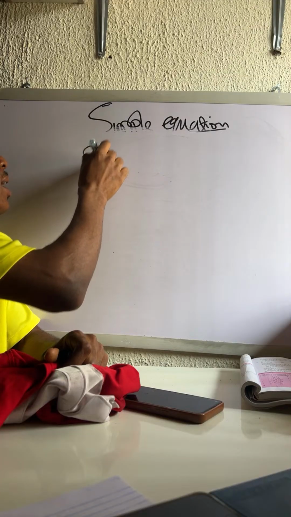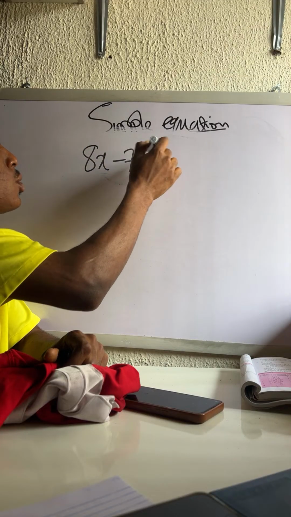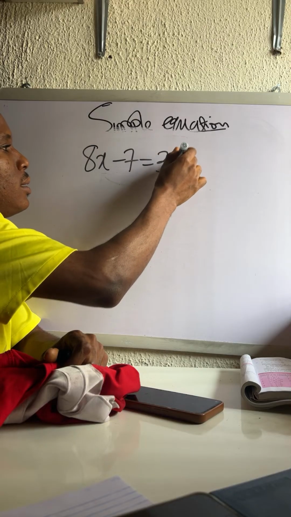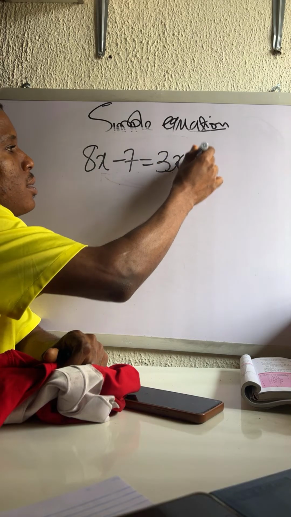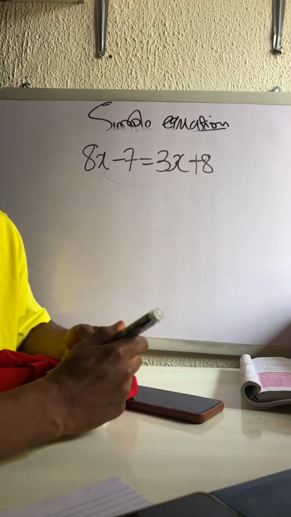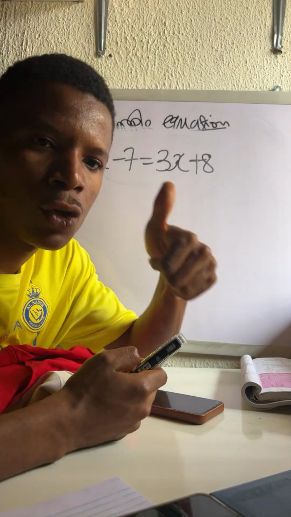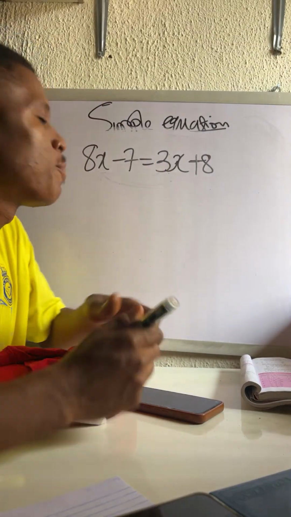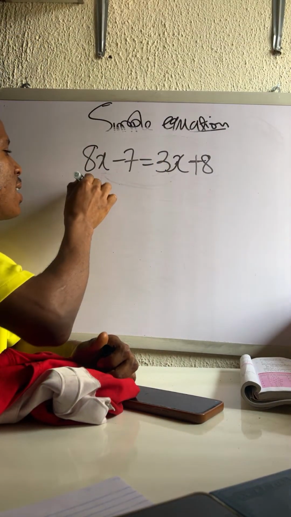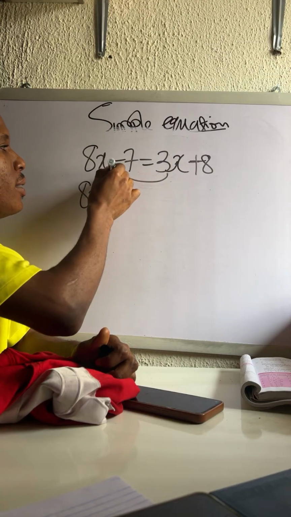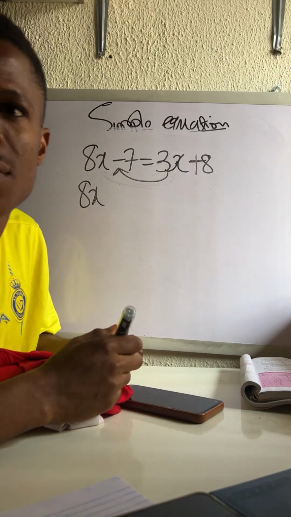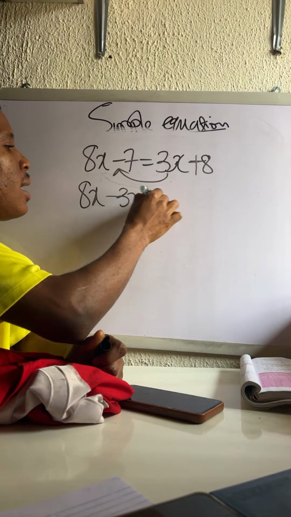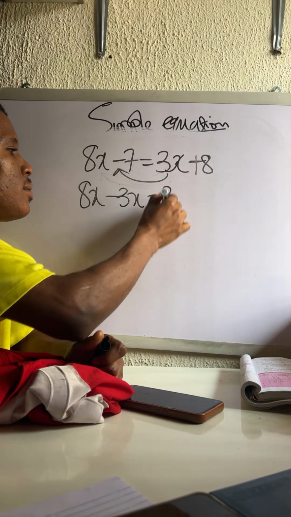We have 8x minus 7 is equals to 3x plus 8. Okay, let's do it again. Let's go together. So we'll have it as 8x. What do we do here? We are subtracting 3x from both sides, right? So we'll have it as minus 3x, and that's equals to, this is 8, right?